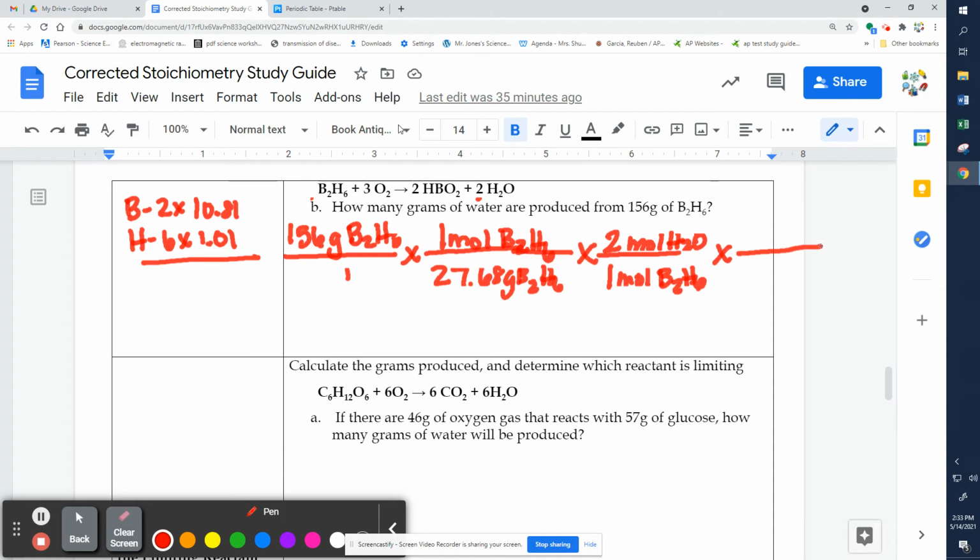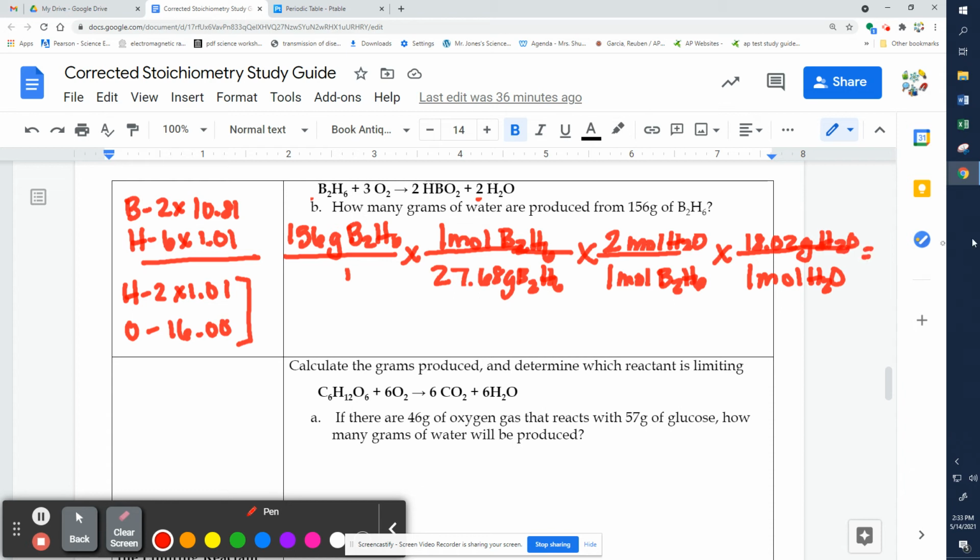In our final step, we're going to go from moles of water, so that goes on bottom because these need to match. On top, we need the molar mass of water. H, we have 2 of those, 1.01. Then we have oxygen, which is 16. When we add those together, we get 18.02 grams of H2O.